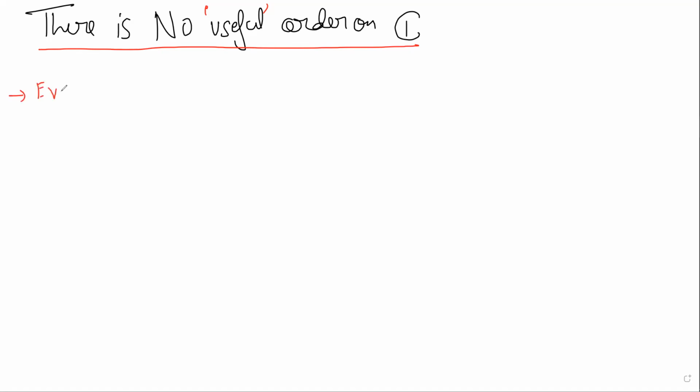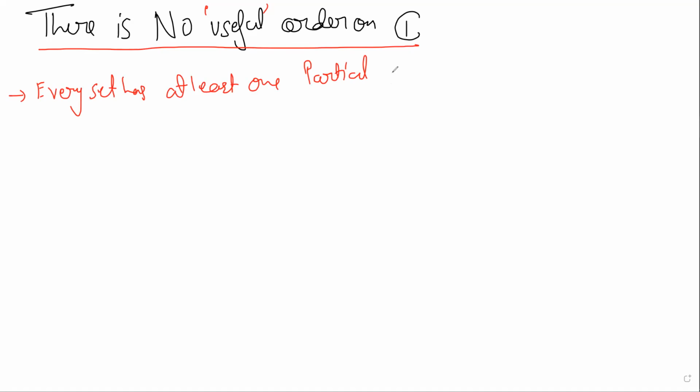Every set has a partial order. Every set has at least one. There is also a total order. We had seen that last time. Or you can just say real part. But basically, there's a total order also.